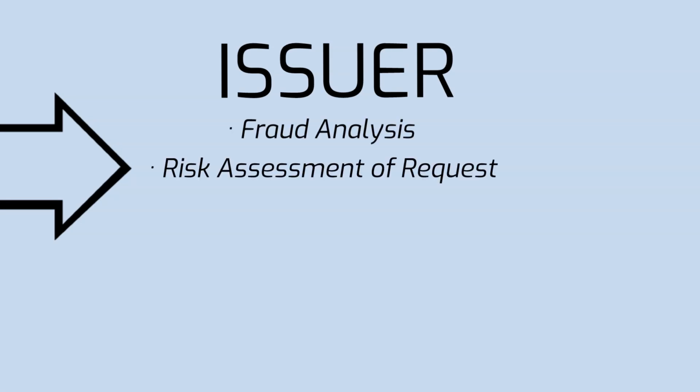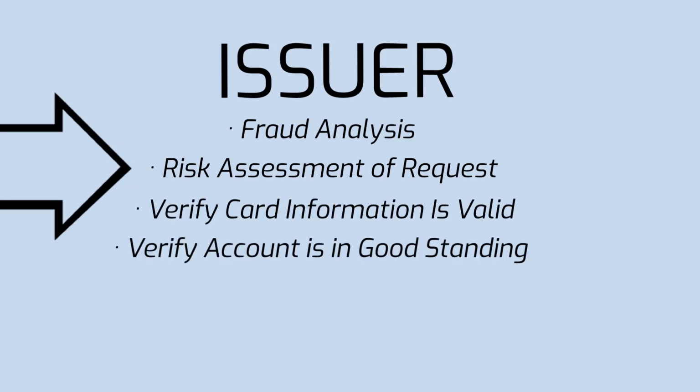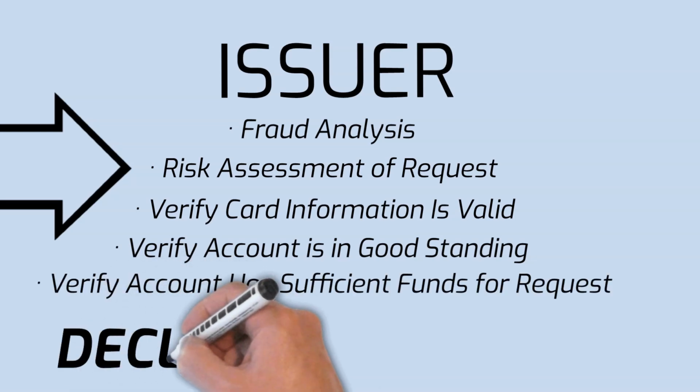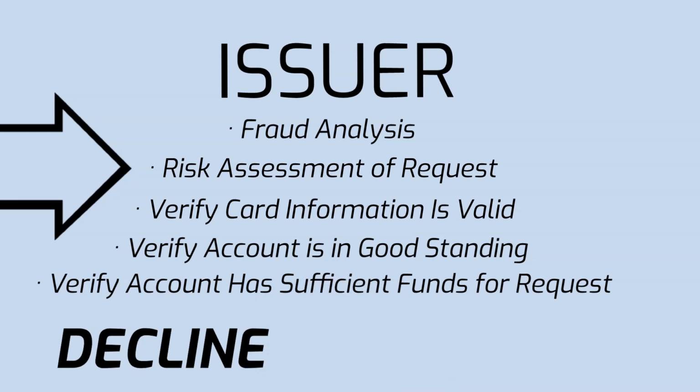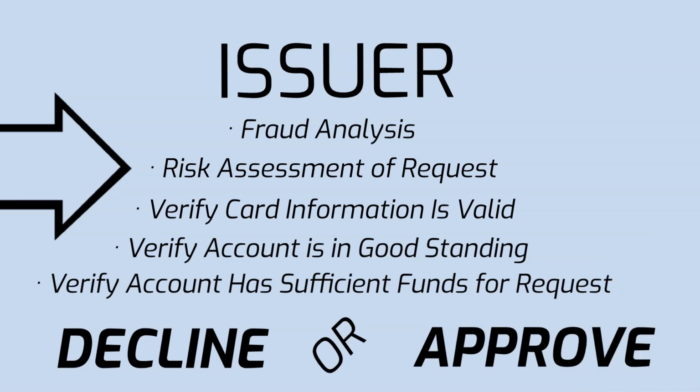The issuer receives the request from the payments network. The issuer will analyze the request for fraud, assess the risk profile of the request, verify the card information is valid, verify the card is connected to an account in good standing, and verify the account has sufficient funds to cover the request. If the issuer declines, the request message is just a data exchange and will be documented as such. There is no financial transaction. If the issuer approves the request, this is where the financial transaction starts.